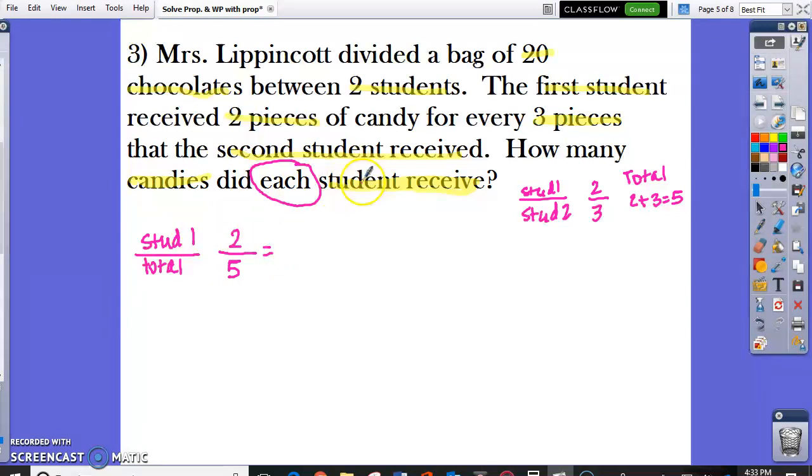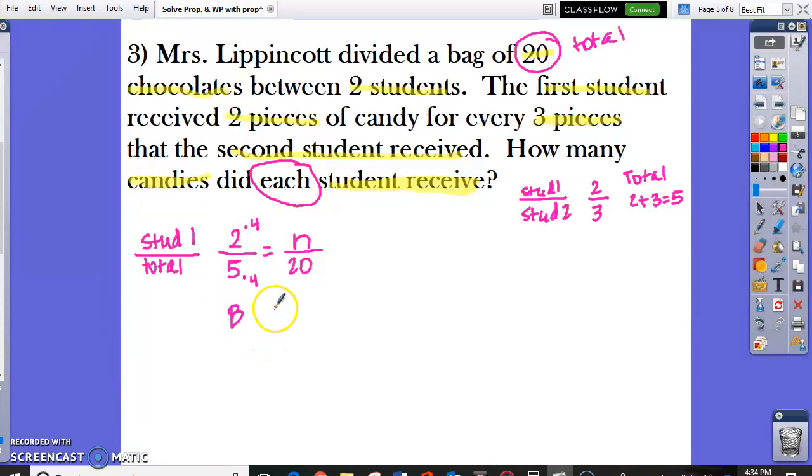And the question says, how many did that student receive? Well, I don't know how many candies student 1 received out of the total bag. So there's the total amount for the whole bag. So that would be out of 20. Well, this one's really nice. 5 times 4 is 20. And then 2 times 4 is 8.